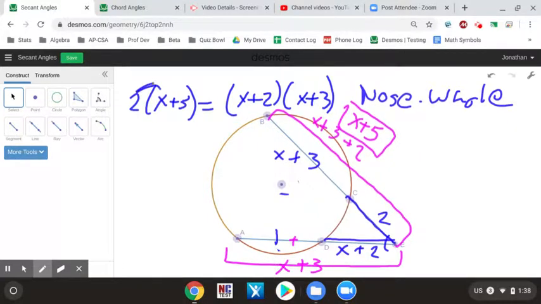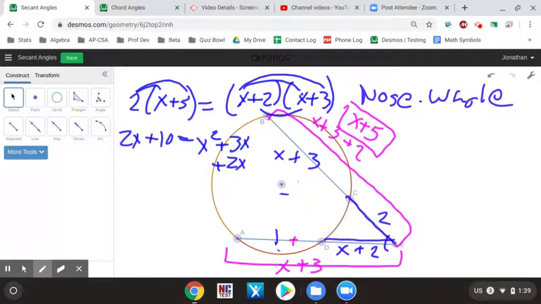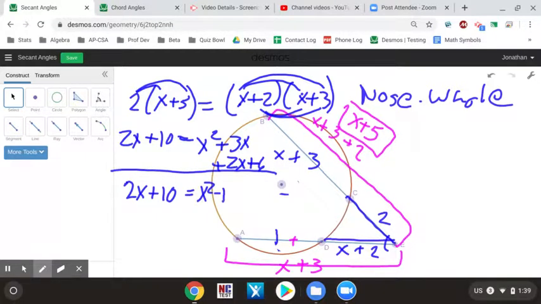If I distribute the 2 through, I will have 2x plus 10. And then on the other side, I need to do x times x is x squared. x times 3 is 3x. 2 times x is another 2x. And then 2 times 3 is 6. Okay, I'm going to go ahead and combine like terms. So I have 2x plus 10 equals x squared plus 5x plus 6.